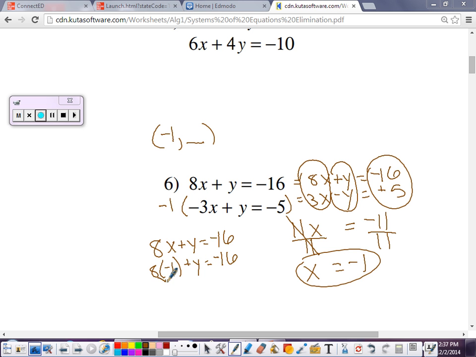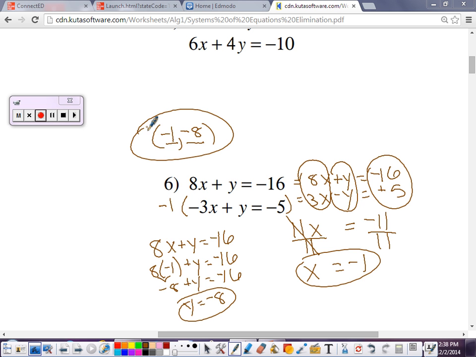8 times negative 1 is negative 8, plus y equals negative 16. What would you have to add to negative 8 to get negative 16? You'd have to add 8 more negatives. So y must equal negative 8. And there's your other answer. So your answers for this one are negative 1, negative 8.